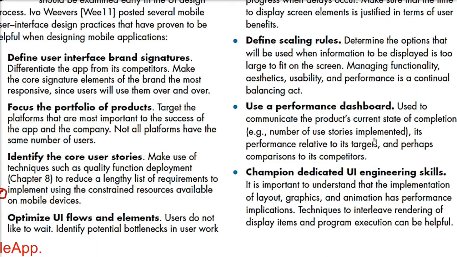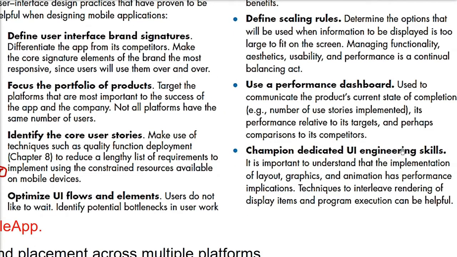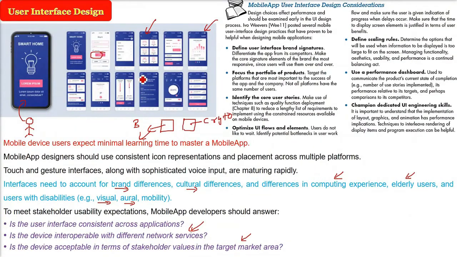Use a performance dashboard. That is, you have to show which user stories are being implemented and the performance, because people want better performance than the competitor. Champion dedicated UI engineering skill. That is layout, graphic, animation. All these have performance implications. You have to do engineering, but with thoughtfulness of all these things also.